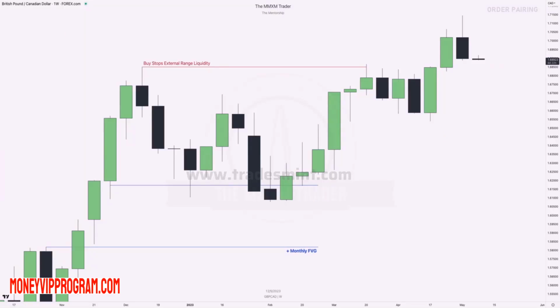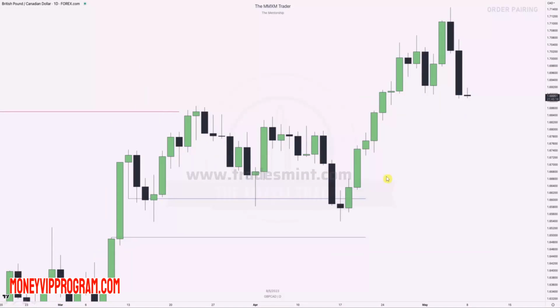Over here we've got a British pound Canadian dollar weekly chart. Same chart as before with the monthly fair value gap. Now we've got that weekly PD array, right? Going to a daily structure over here. We can see this daily fair value gap. This is internal range liquidity. Now where do we pair up our orders and where is engineered liquidity?